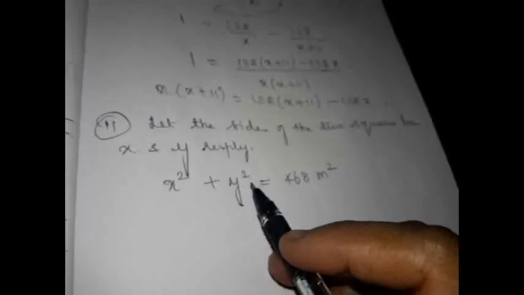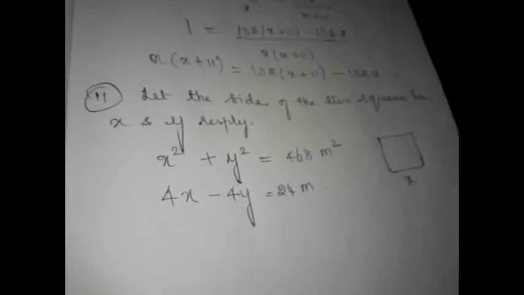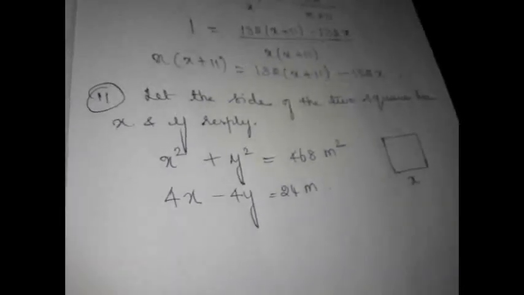Difference of their perimeters. What is the perimeter of a square? Perimeter of a square is the sum of all the four sides. If the side is x, perimeter is 4x. So 4x minus 4y equal to 24 meter. You can write it in any way because they didn't say the side of the first square is bigger or the side of the second square is smaller. They didn't give any information about any comparison between the sides of the squares. So you can take it in any order. Now 4x minus 4y equal to 24. From this we can arrive at x in terms of y or y in terms of x.